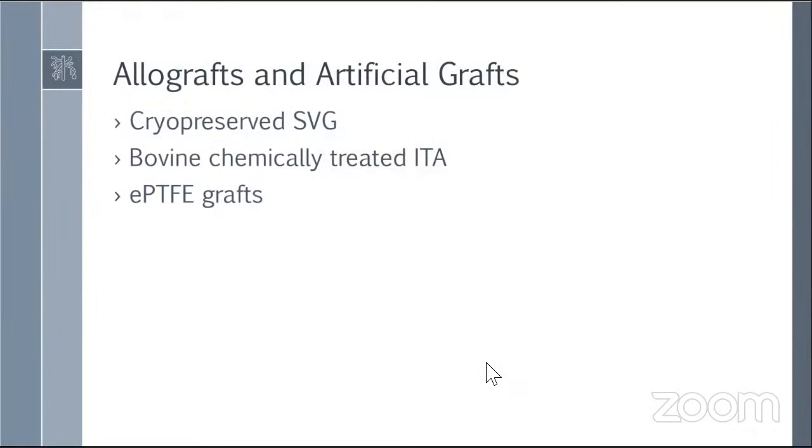The last slide regards the allografts and the artificial grafts in this procedure. There are some experiments with cryopreserved saphenous vein grafts. There are also some bovine chemically treated internal thoracic arteries and synthetic grafts with ePTFE grafts. These are all just experimental. They have not reached the clinical use phase till now. From what I read, they have poor results. So that's why they haven't reached the clinical use phase.